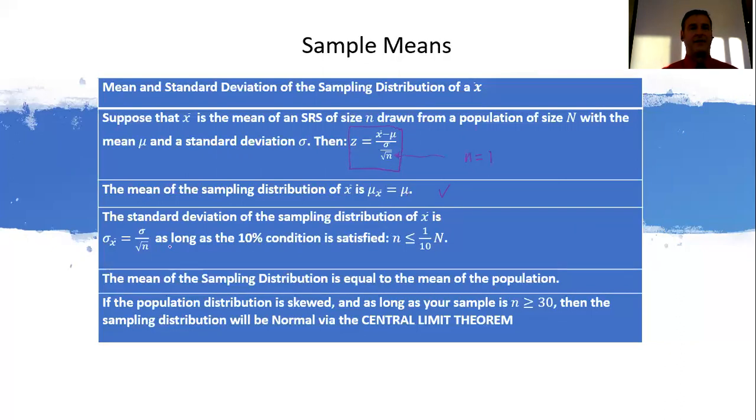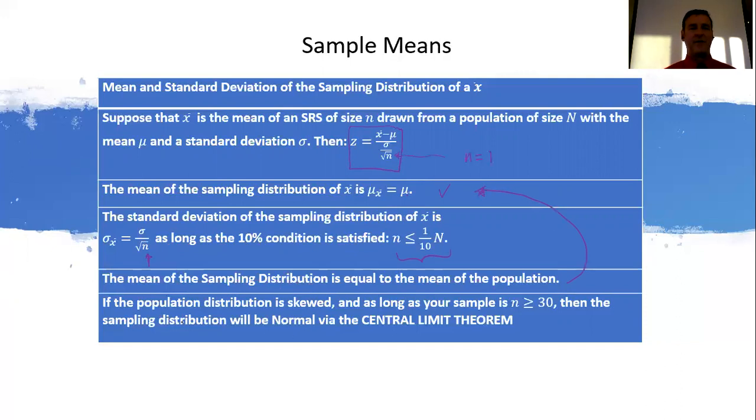The 10% rule uses this formula, which is what we've done in the past, and it applies to this new standard deviation, which is your population standard deviation divided by the square root of n. Remember that the mean of the sampling distribution is equal to the mean of the population. That is no different from what I just wrote here. It's just written in words.